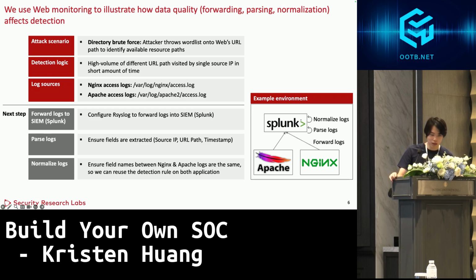So our scenario is a very basic directory brute force attack, where an attacker tries to throw a word list at your applications to identify and fuzz what the available endpoints on your applications are. That's the attack we try to detect. And the logic we'll be using is to check if there's any high volume of requests coming from a single source IP in a short amount of time, like 5 minutes. So with that scene set, we shall take our first step to forward the logs into Splunk.